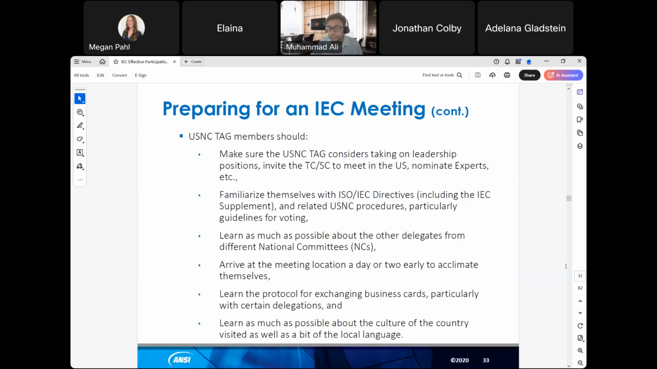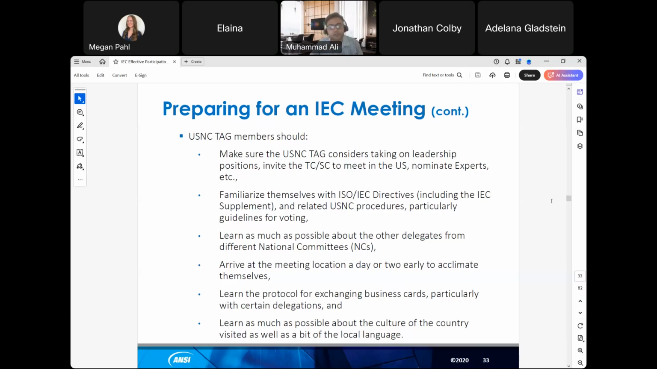So you really have to make sure that you comply with not just the directives, but also review the IEC supplement to the directives to ensure how the work needs to get done within IEC. You should also familiarize yourself with the USNC procedures and your TAG procedures if they're unique, particularly guidelines for voting.